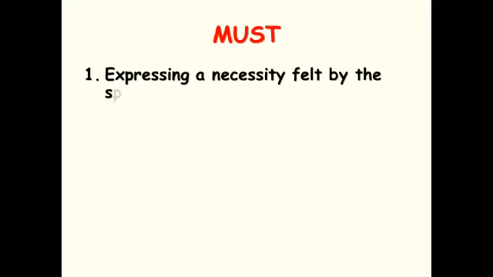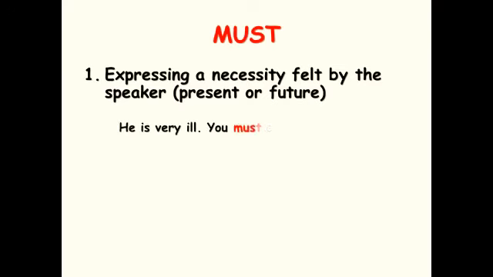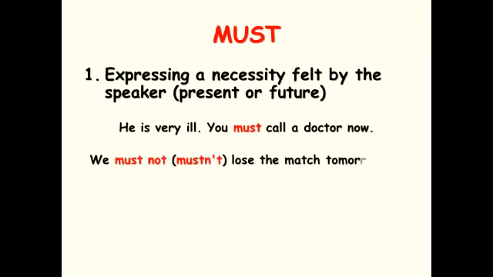Now let's take a look at usage, starting with must. The first usage is expressing a necessity felt by the speaker. We use must for the present and future tenses. Examples, he is very ill. You must call a doctor now. We must not or mustn't lose the match tomorrow, or we will be out of the tournament.